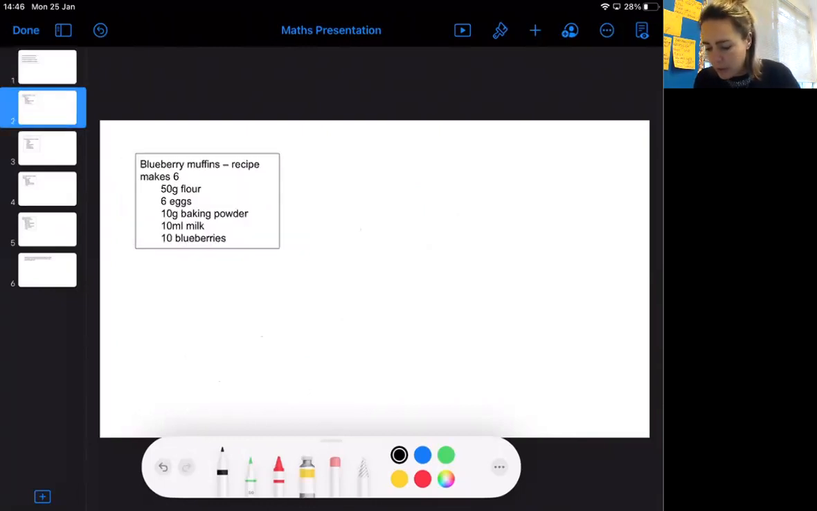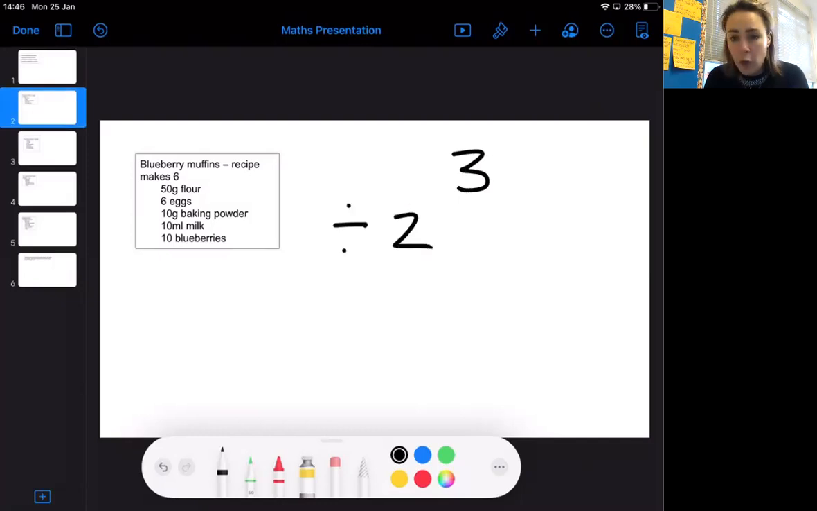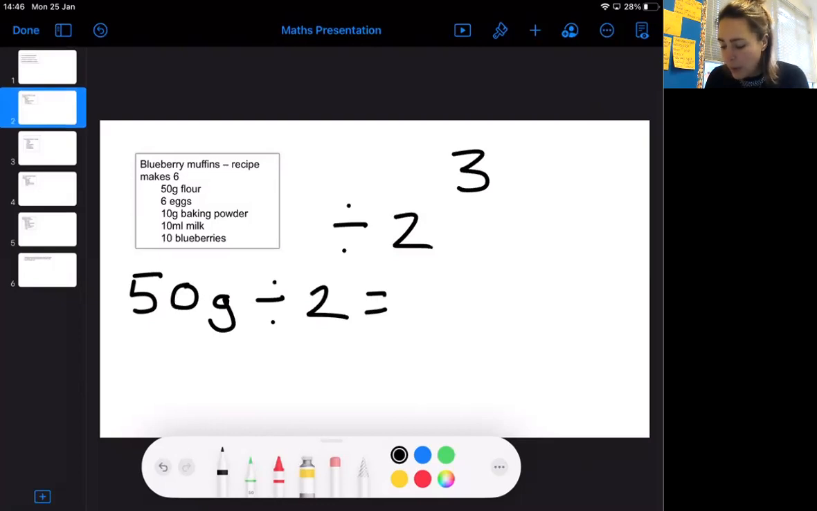Let's have a look at another example. So this is a recipe for blueberry muffins, and it's a recipe that makes 6. I would like to work out the recipe for only 3. So to make a recipe for 3 blueberry muffins, I need to halve this recipe or divide it by 2. So let's have a look and see how we do that together. So I've got 50 grams of flour. If I need to divide 50 grams by 2, it's 25 grams.